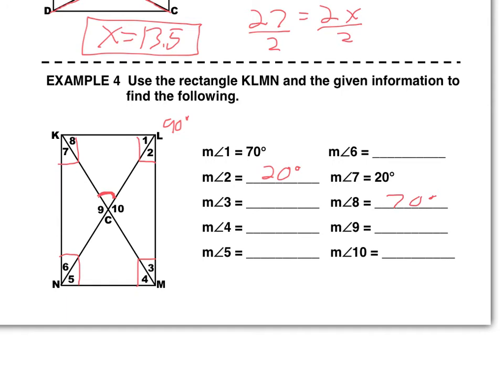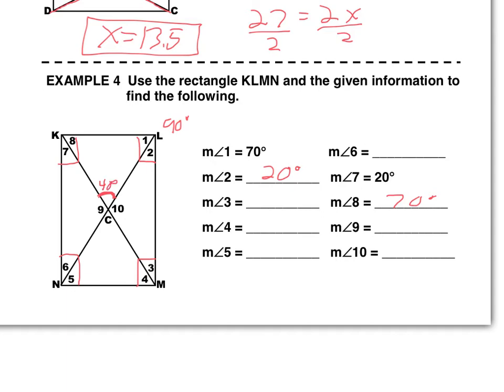Well, yeah, because this shape right here is a triangle, right? This shape right here is a triangle. So if this is 70 and this is 70, that makes 140. How much more do I need to finish off the 180 for the triangle? Well, 180 minus the 140 would be 40, right? Now, that's not one of our angles, but it is helpful.